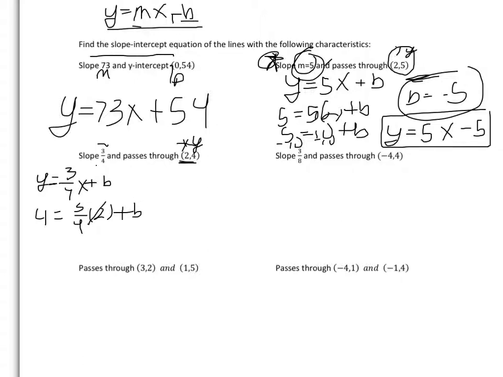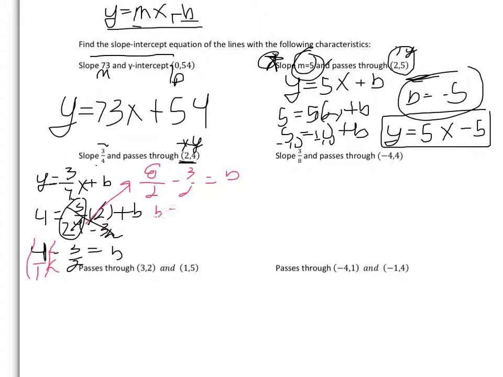3/4 times 2 plus b. Now the 2 in here cancels the 2 in there, making this a 3/2. So now we want to solve for b, so we need to subtract this 3/2 from both sides. So 4 minus 3/2 equals b. So the real question is, what is 4 minus 3/2? Now, we got to get a common denominator. Common denominator is 2, so we multiply by 2 over 2. 2 times our 4 is 8/2 minus 3/2 equals our b. So our b equals 5/2.